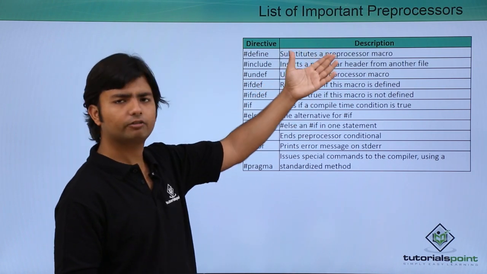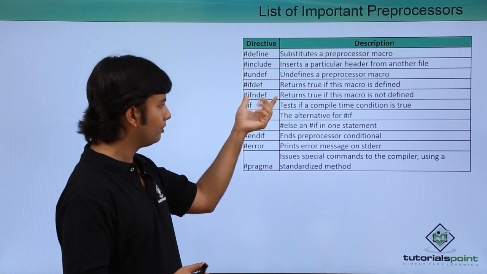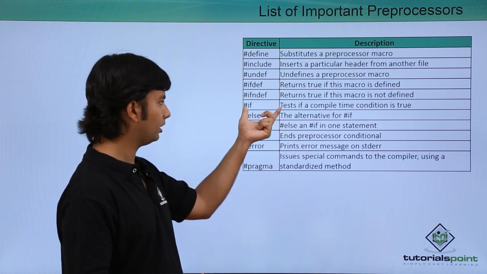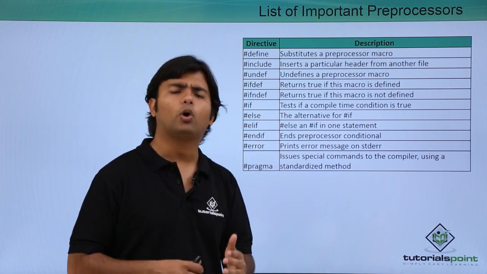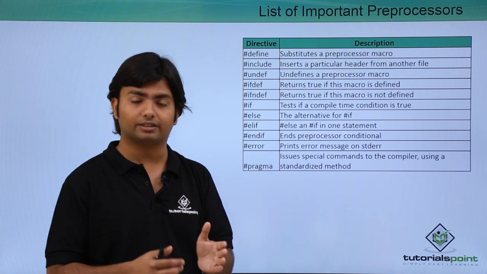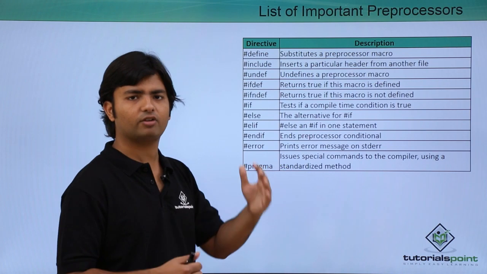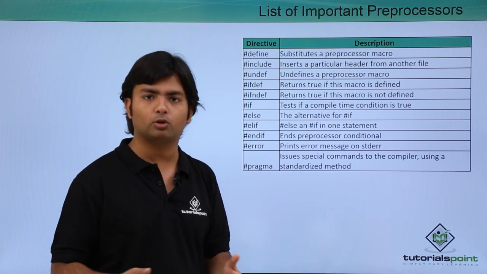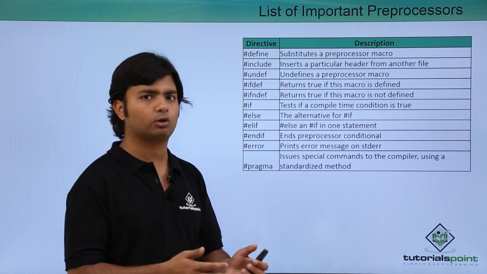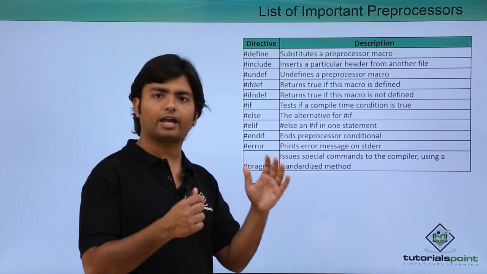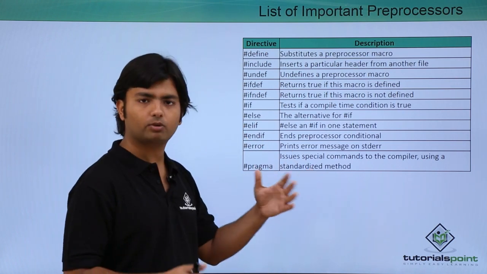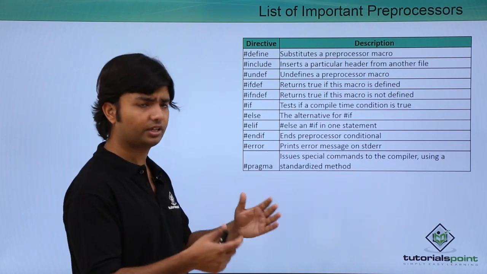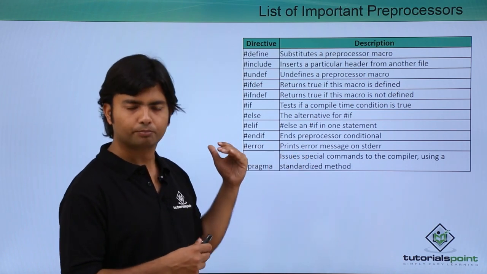Next is undef. If you have already defined something, you can later undefine that. Then there are ifdef and ifndef, meaning if defined, if not defined. If you want to check a particular condition before the actual program starts, there are hash if, hash else, hash elif, hash endif. We have already covered if, else if, and else, and the end of the condition. The same things, if I want to do before the actual programming starts, we can do with hash if. For example, if I want to check on which particular system you're working, maybe for different operating systems I want to use different header files. So I can check the operating system before the actual programming starts using hash if. Hash error prints the error message if there is any error. So we have some predefined preprocessors here.